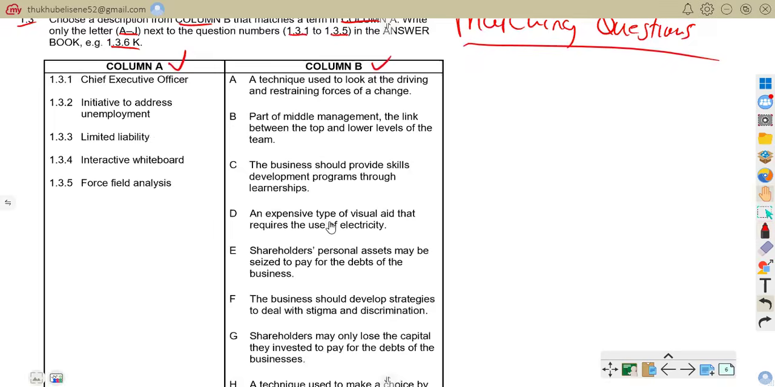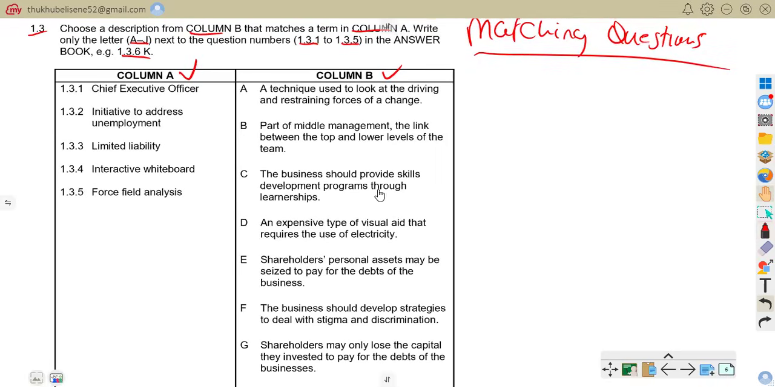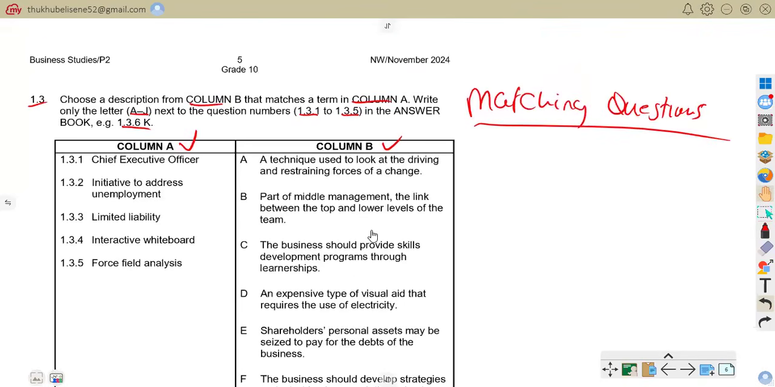So here we are on our matching question. Item 1.31, which is column A, as we know, column A is the term. We are given the term 1.31, executive officer. So we want to know the description that is going to match this term. The description that matches the term in 1.31 is I.